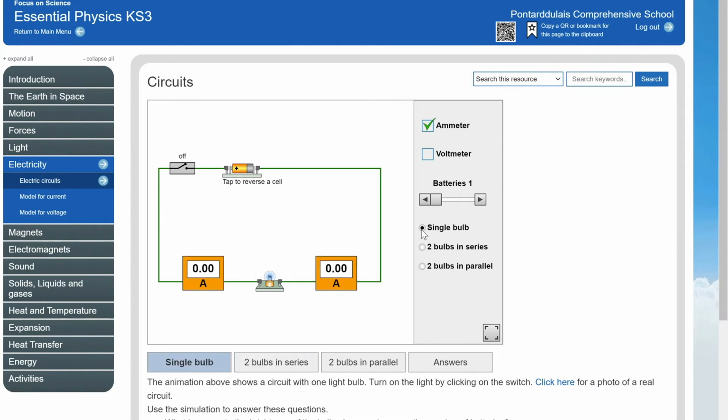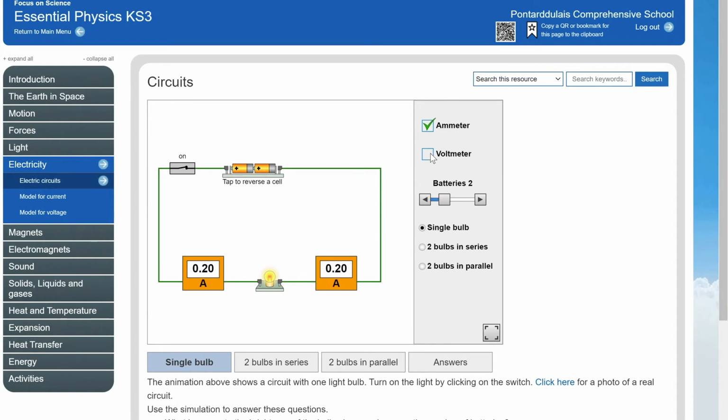We'll start off with a single bulb, 2 ammeters. The rule you need to learn, rule 1, is that the current flowing through a series circuit is the same at all points. 0.1 amps there, 0.1 amps there. There'll be 0.1 amps everywhere around the circuit, including going through the bulb. If we increase the number of batteries, we're increasing the voltage, therefore we're increasing the current flowing around the circuit.